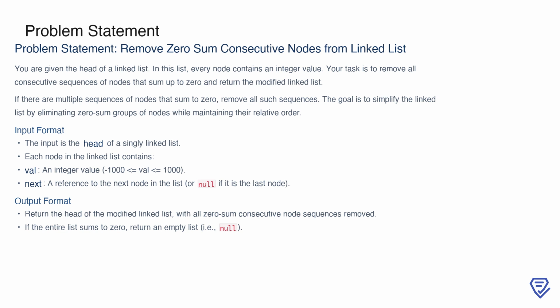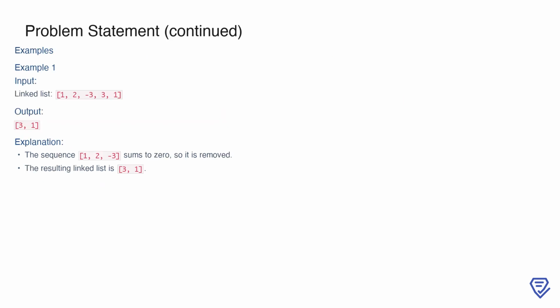This process helps simplify the linked list by removing any zero-sum subsequences while preserving the relative order of the remaining nodes. Let's look at the first example to understand this better. Here, the input linked list is 1, 2, minus 3, 3, 1. In this list, the sublist 1, 2, minus 3 adds up to 0. By removing this sequence, we are left with 3, 1. Notice that the relative order of the remaining nodes is preserved, and no zero-sum sequences are left in the resulting list. This demonstrates how we simplify the linked list by removing any consecutive nodes that sum to 0.